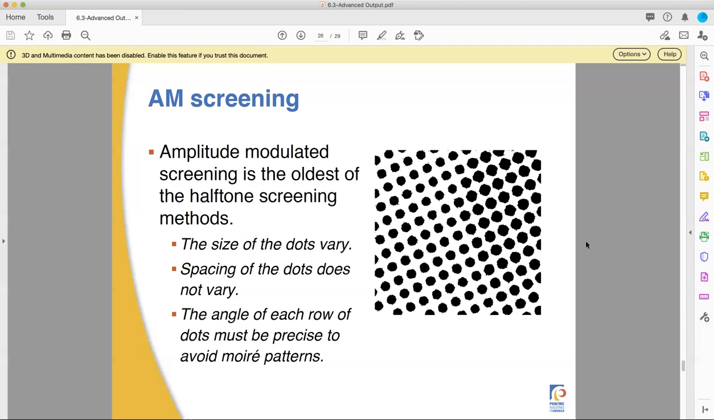AM screening is the same thing. The dots get bigger. They never break formation. They stay in that grid, and they get bigger when you want more color, and they get smaller when you want less color. The spacing does not change.